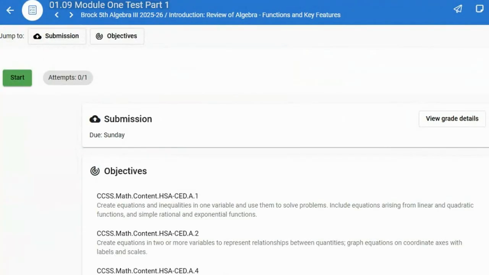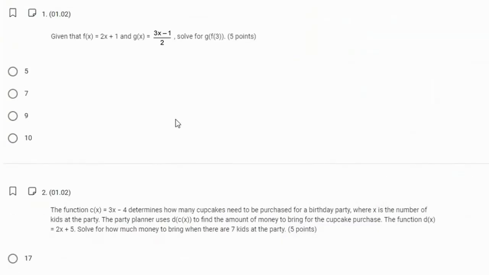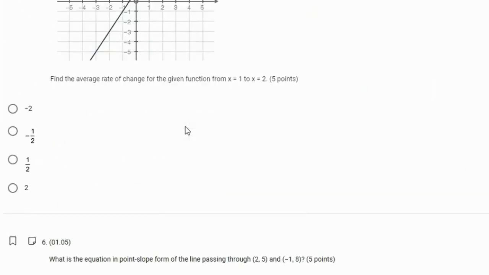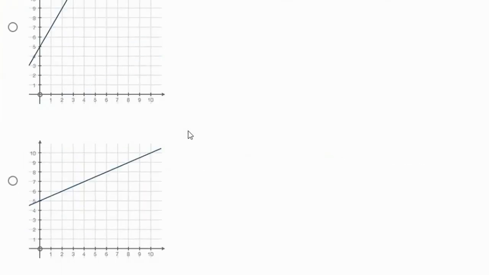I forgot to tell you that too. If you want to take the practice test 5 times to make sure you really got it down, take it 5 times. It'll let you. All right, the part 1 of the test. 1, 2, 3, 4, 10 questions.